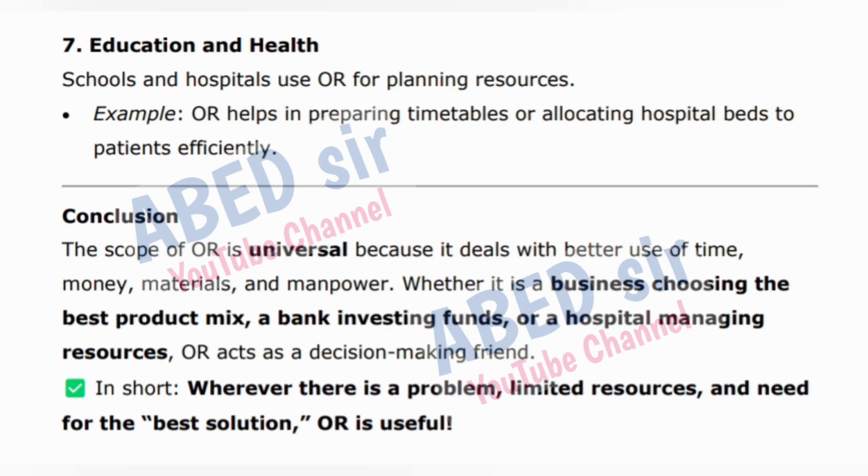7. Education and health. Schools and hospitals use OR for planning resources. Example: OR helps in preparing timetables or allocating hospital beds to patients efficiently. Conclusion: the scope of OR is universal because it deals with better use of time, money, materials, and manpower. Whether it is a business choosing the best product mix, a bank investing funds, or a hospital managing resources, OR acts as a decision-making friend. In short, wherever there is a problem, limited resources, and need for the best solution, OR is useful.